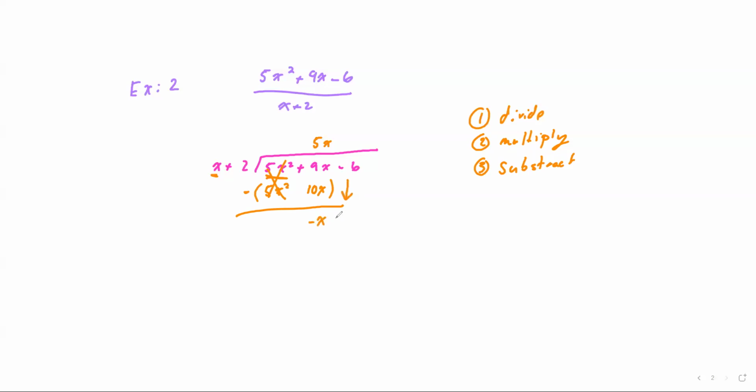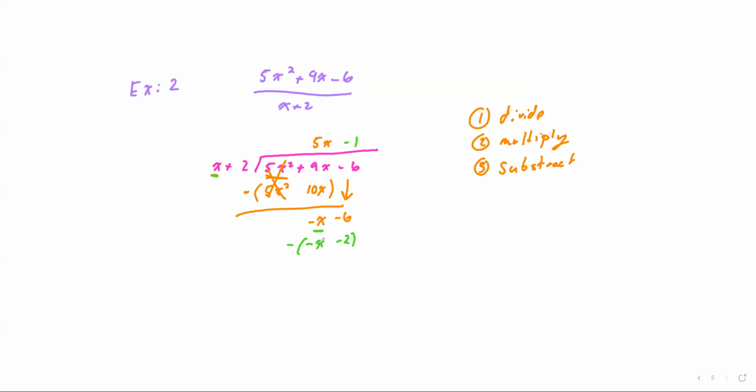And then we would drop down the next thing. Now you repeat the pattern. I'm going to divide negative x by x, and I get negative 1. Again, lining up with my terms. So this is my constant terms. And then now I'm going to multiply. So negative 1 times x gives me negative x. And then negative 1 times 2 gives me negative 2. Now I'm going to subtract.